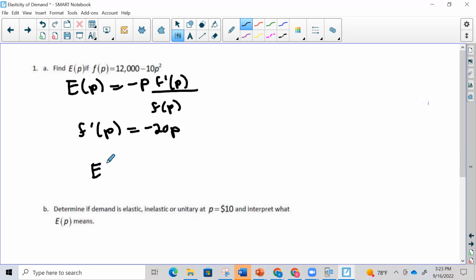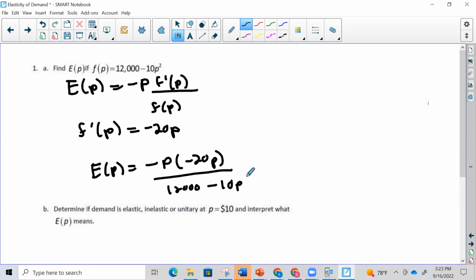And then we're pretty much just plugging that in with our F of P. So we have negative p times negative 20p all over 12,000 minus 10p squared. And we can only really simplify the numerator. So we get a positive 20p squared over 12,000 minus 10p squared. And then you cannot simplify this. Please do not cancel out the p squared. You cannot do that because there are 2 terms in the denominator. Okay, so that's an example of finding the elasticity function.